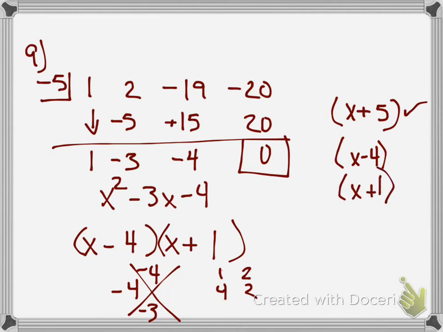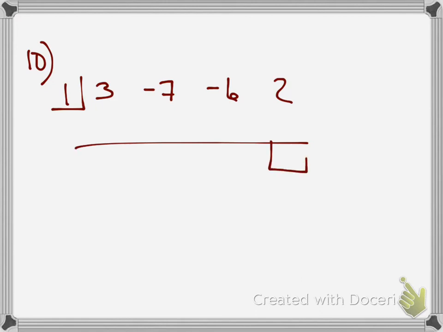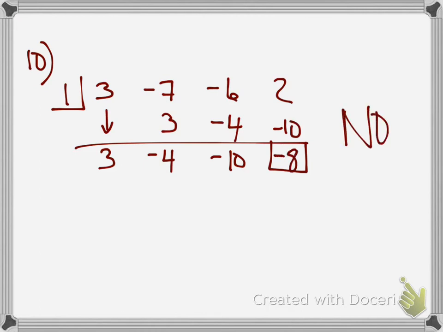Okay, now let's look at the next one. Number 10, I'm going to do the same thing. Again, put the opposite, so the minus 1 becomes a plus 1, or positive 1. I'm going to bring down the 3. 3 times 1 is 3, negative 4, negative 10, and then negative 10, 2 minus 10 is negative 8. So this one is not a factor, so you just simply put no and you're done. That is all. Last example.